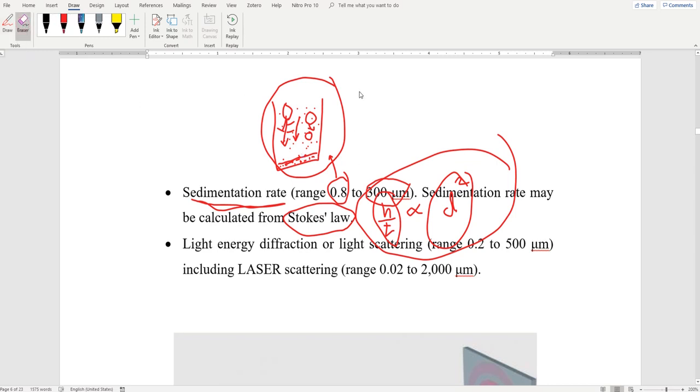Okay, so now I have talked to you about sedimentation and how the measurement is done. It's based on Stokes law.